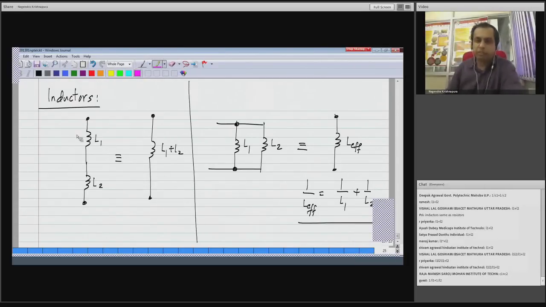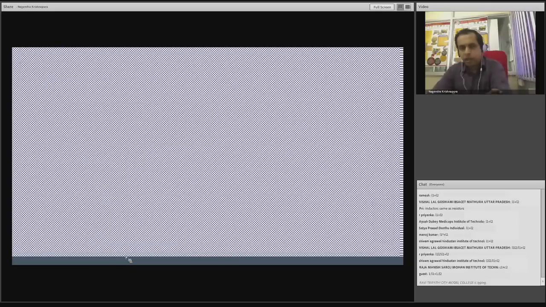So you can derive these things for yourself by applying a voltage or a current and finding the resulting current or voltage through the combination. When I say equivalent, there are these two terminals and these two terminals, and between them the electrical behavior is equivalent. That is, the IV relationship is equivalent. That is what is meant by equivalence. Any questions so far?